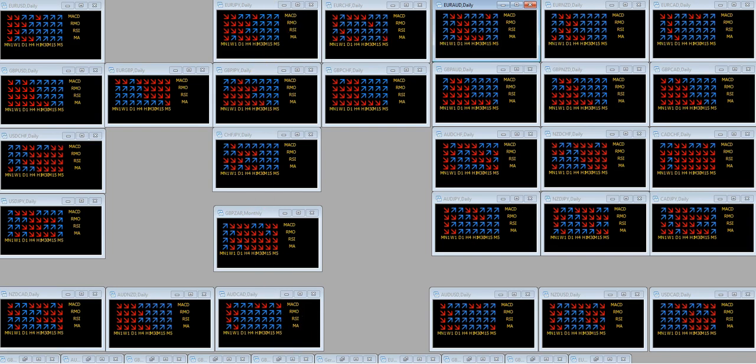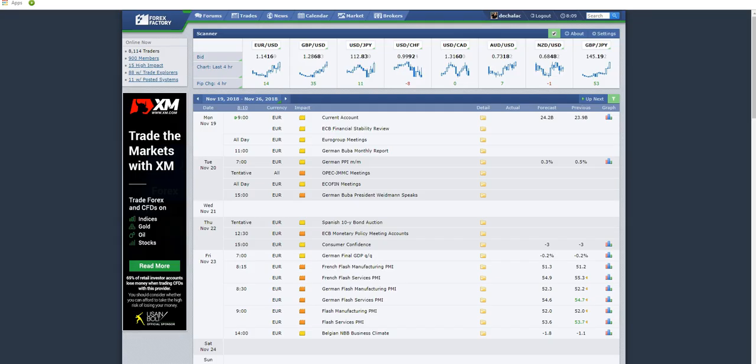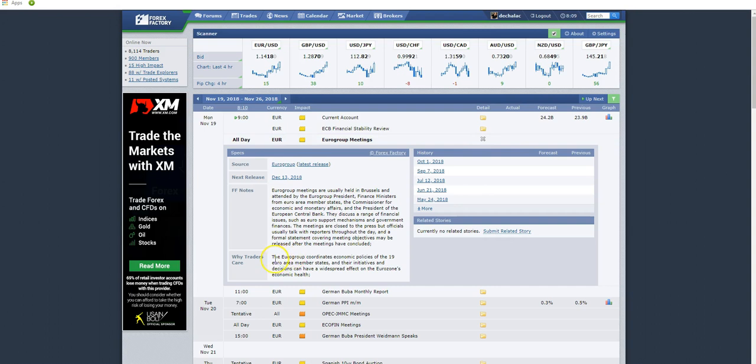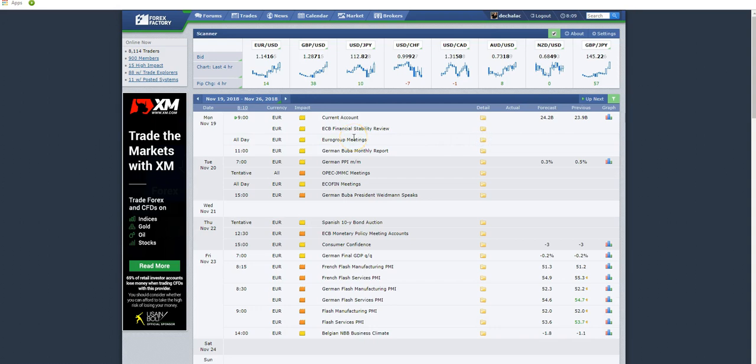Before we get any further, let's have a look and see what the euro data is for this week. Straight away, with Forex Factory up, you'll notice that this morning we have the European Central Bank's Financial Stability Review, and we have a Eurogroup meeting taking place today. The Eurogroup coordinates the economic policies of the 19 euro area member states, and their initiatives and decisions can have a widespread effect on the eurozone's economic health. Mondays tend to be low liquidity, but you could see a bit of volatility due to this taking place today.